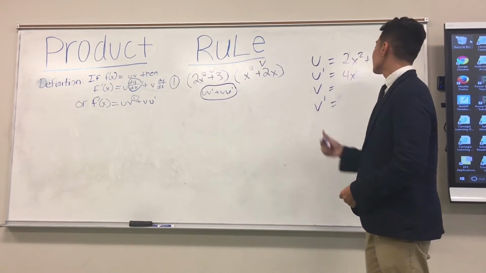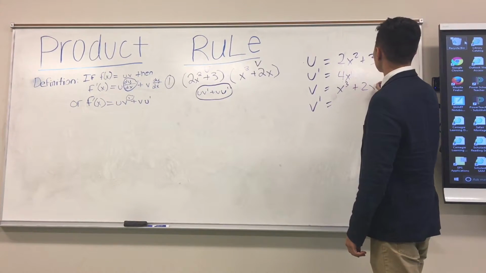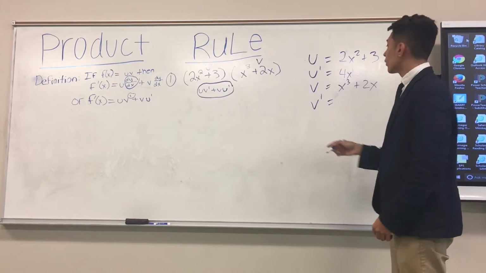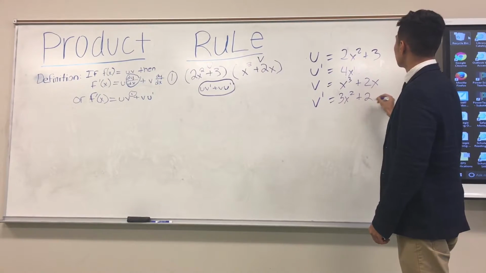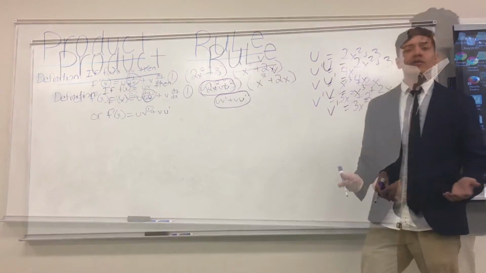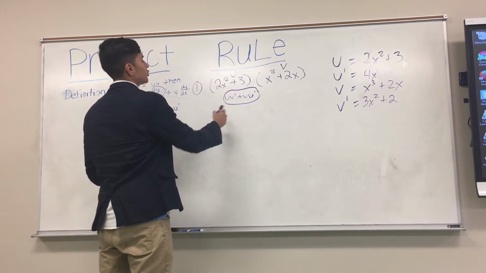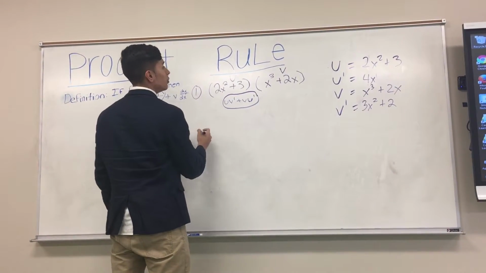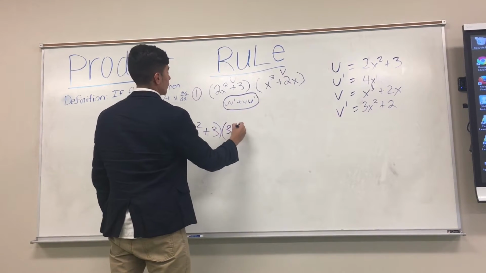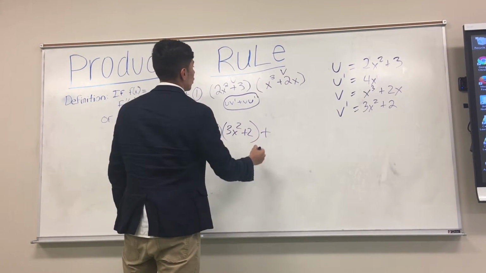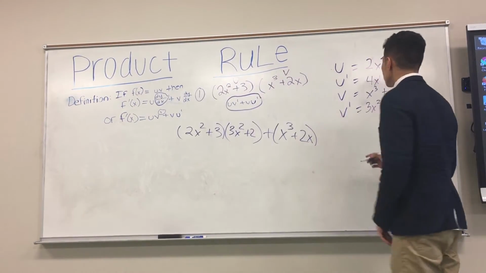Now we move on to the v's. As you can see here, v is x cubed plus 2x. And then v prime would be 3x to the second power plus 2. Simple. Now we're going to move on to the math part of the section. So basically I'm going to take this equation and I'm just going to plug in the values. So u would be 2x to the second power plus 3. And you multiply that by v prime, which is 3x to the second power plus 2. And then we add that with v, which is x cubed plus 2x, okay? And then times u prime, which is just 4x.